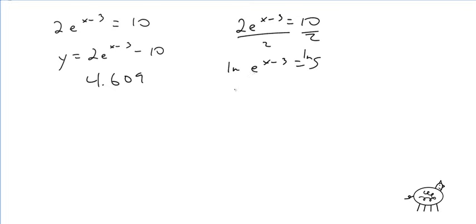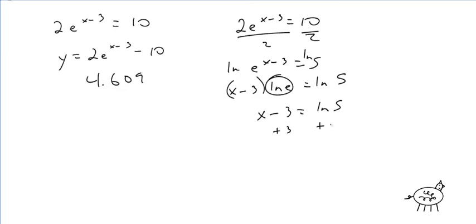So we take the natural log. That x minus 3 comes to the front. We get x minus 3 times ln of e equals ln of 5. Well, what's ln of e? You guys should know that. That's actually equal to 1. Okay, so we have x minus 3 equals ln of 5, and we add 3 to both sides. So we get x equals ln of 5 plus 3.